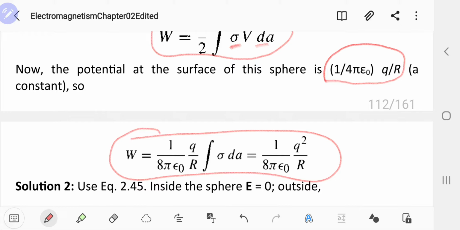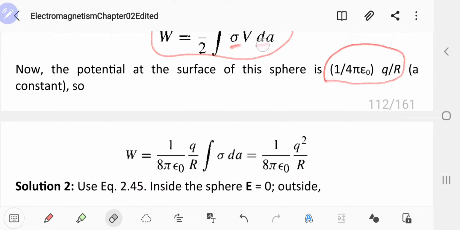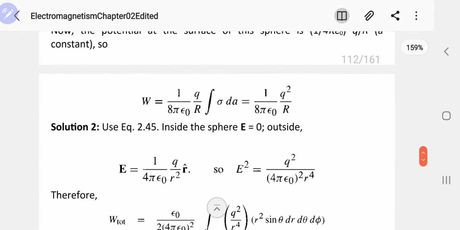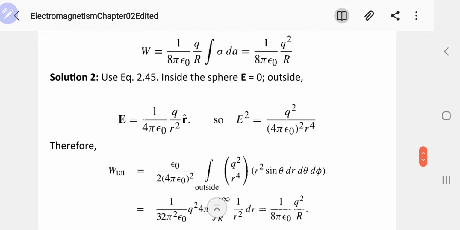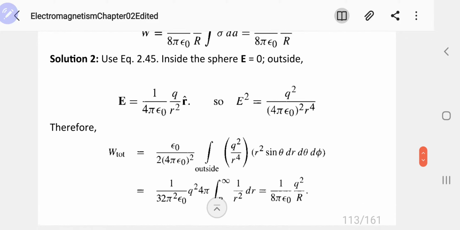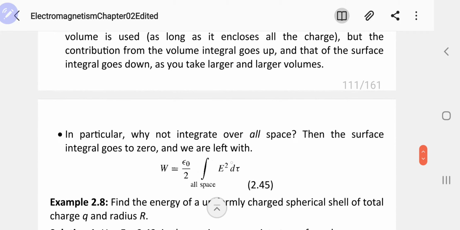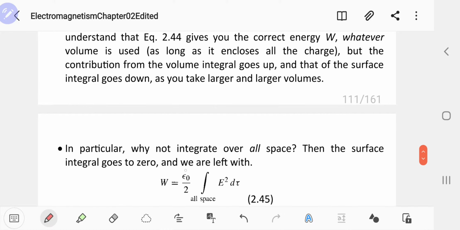So how about we try another method? We use equation 2.45, which is this. We integrate the electric field squared over all space, and then let's see if we get the same answer.